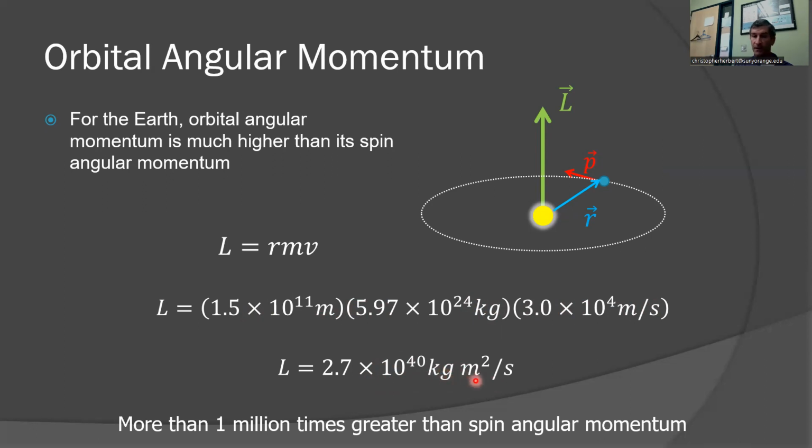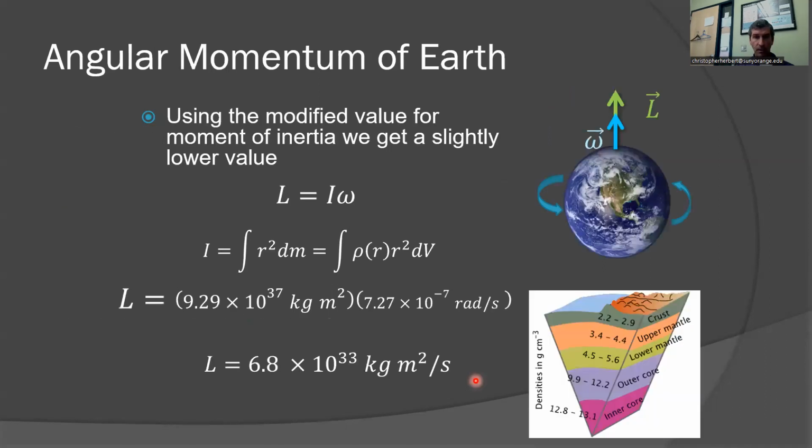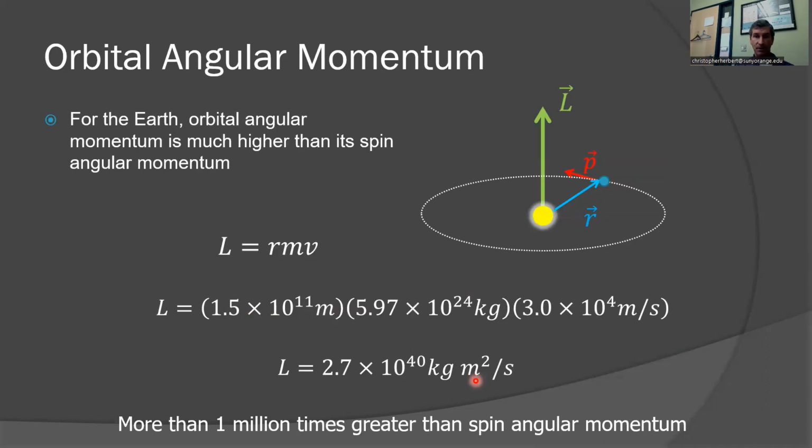This is significantly greater than our spin angular momentum. The angular momentum of the Earth going around the sun is 2.7 times 10 to the 40, whereas if you remember, we were at 6.8 times 10 to the 33 for the spin angular momentum. So the orbital angular momentum of the Earth going around the sun is much, much greater.